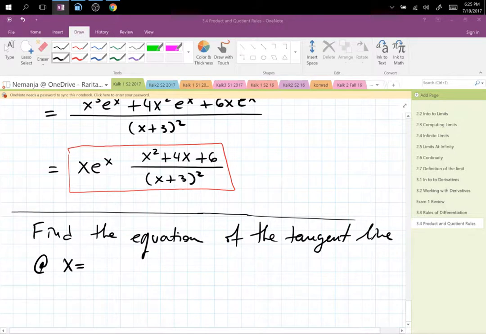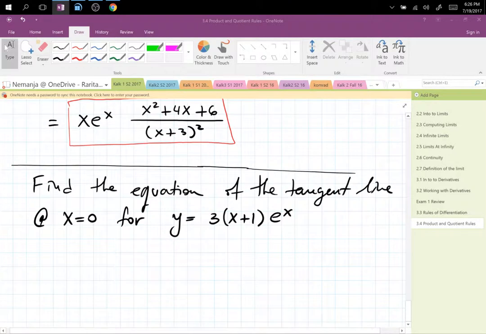At x equals 0 for the function y equals 3(x plus 1)e to the x, find the equation of the tangent line. Same procedure like last class, except you have a different way to take the derivative.